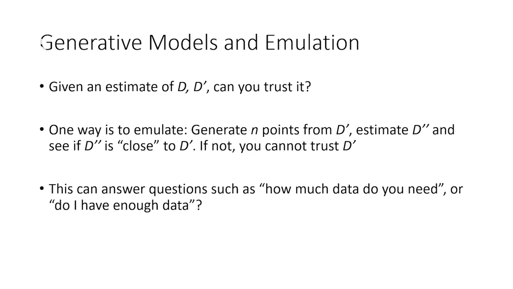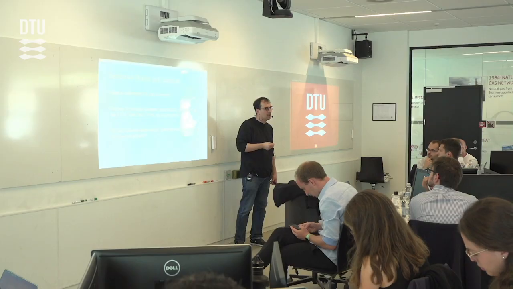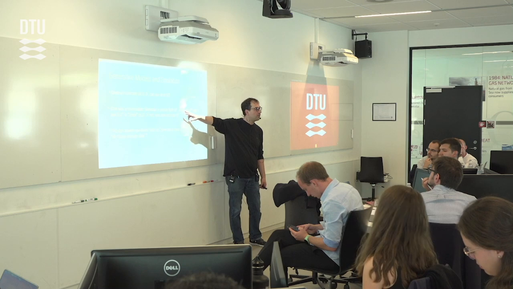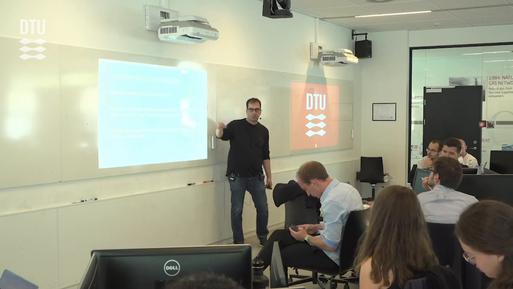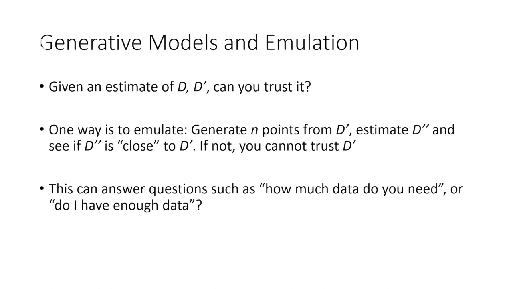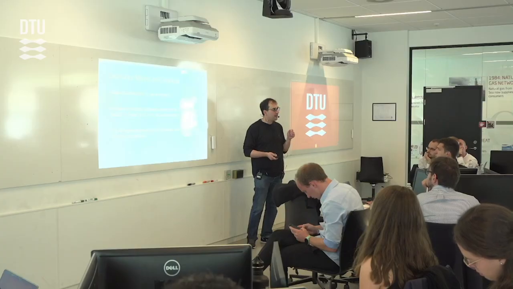So emulation is the key here, and emulation is going to be the key throughout the rest of this lecture. If you cannot emulate the process that generated your data, then something is wrong. The reason is that it's very easy to try and use very fancy models to estimate d, but there is no guarantee that those models are good. And this is one way to evaluate whether your process is working properly. So this can answer questions like, how much data do you need? And do I have enough data? The answer is always going to be given in the negative.